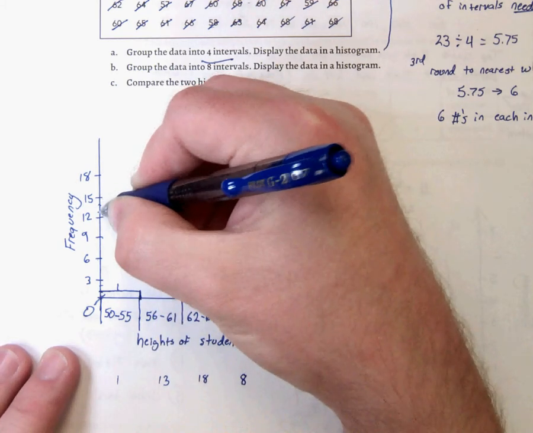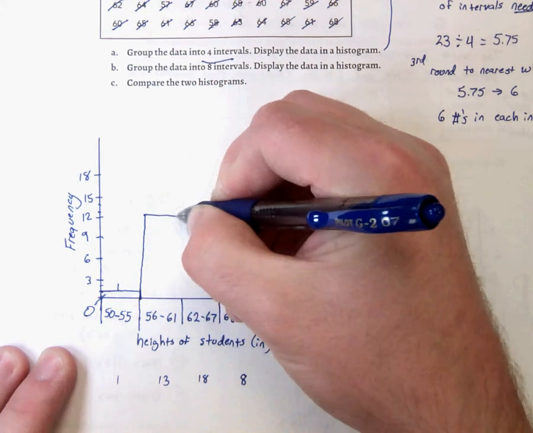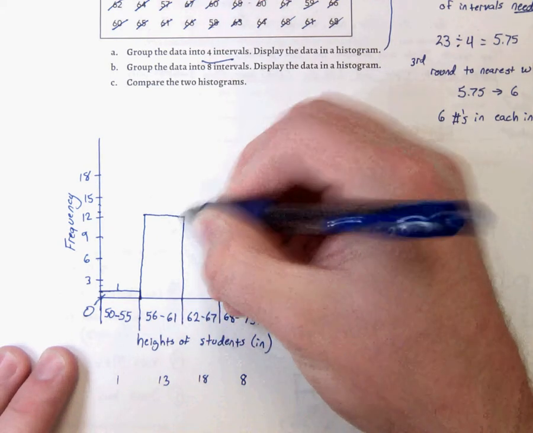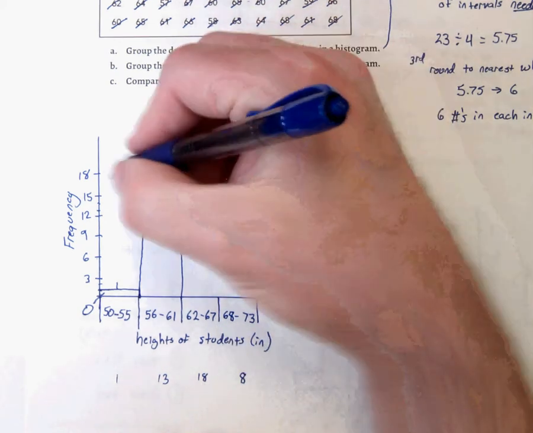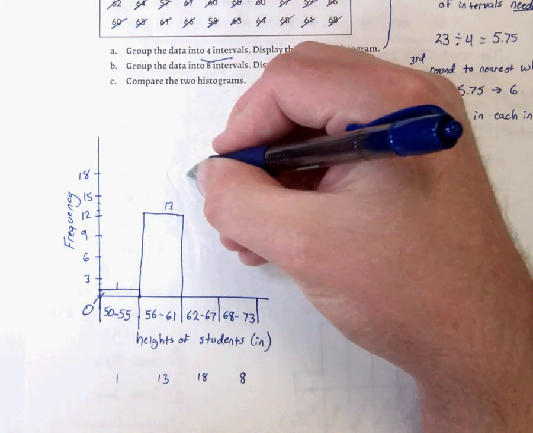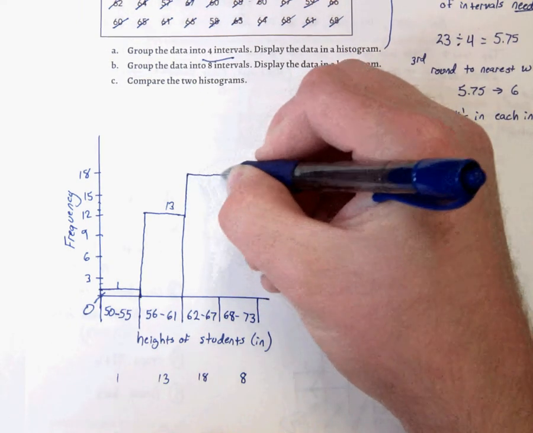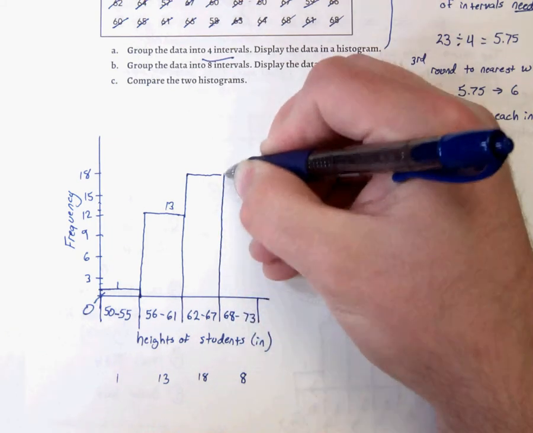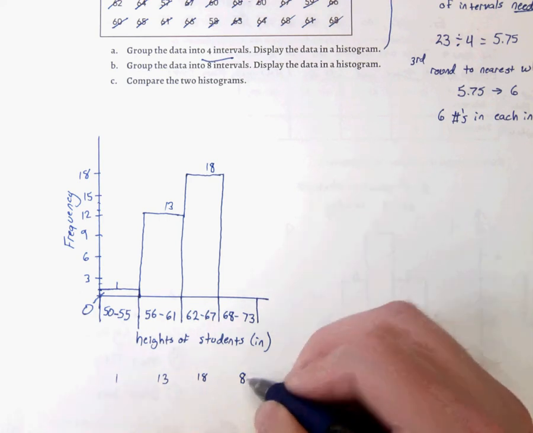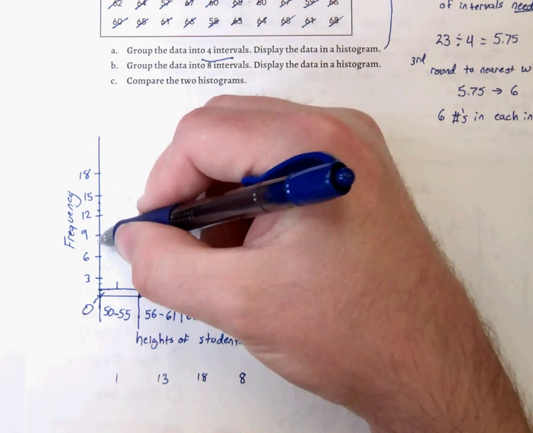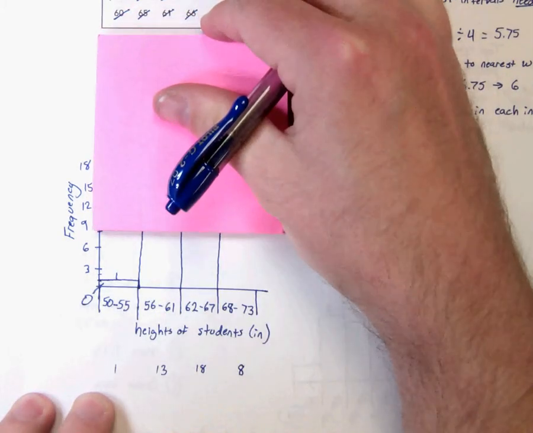And label it. Next, 62 to 67. There were 18. So 18 is right at the top. So connect right up there. Go across. Connect it and make it go up. Label it. Next, 68 to 73. 8. So 8 is right under 9, right there. We might need to use a straight edge for that. And we get 8.